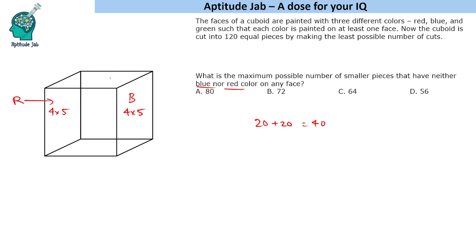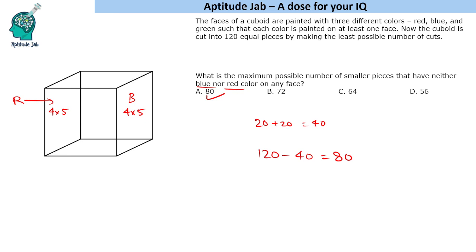Okay. Now we remove all these. Apart from these cubes, how many cubes remain, right? There are total 120 cubes. Remove these 40, you get 80 cubes that will have neither blue nor red. See, we will also count the internal cubes in this case. In the previous question, we did not count the internal cubes because they had no color painted. So when I say neither blue nor red, that also includes the cubes that have no color painted on them.